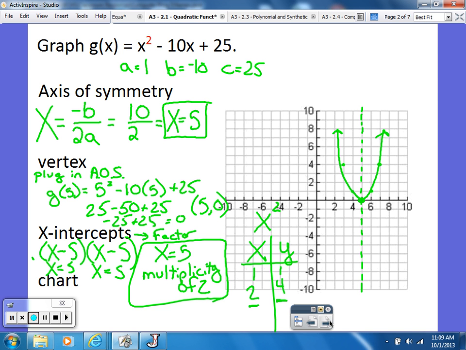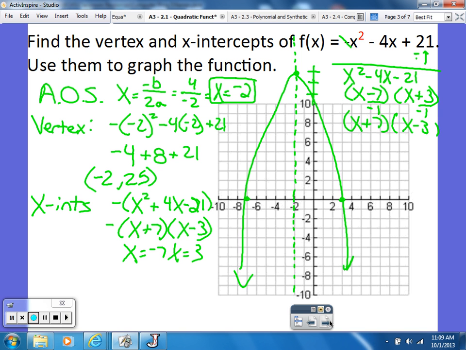On this graph, how many points did you have by the time you were done? 3. Could you draw your graph? Yeah. So sometimes you don't have to make the chart if you can already see the graph. But if you're only given 1 point, and it's your x-intercept, it's your vertex, well, then I need some more points to graph. All right, any questions on graphing? All looks familiar, right?